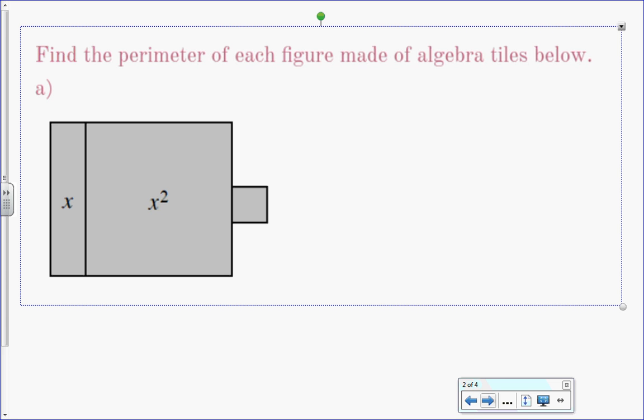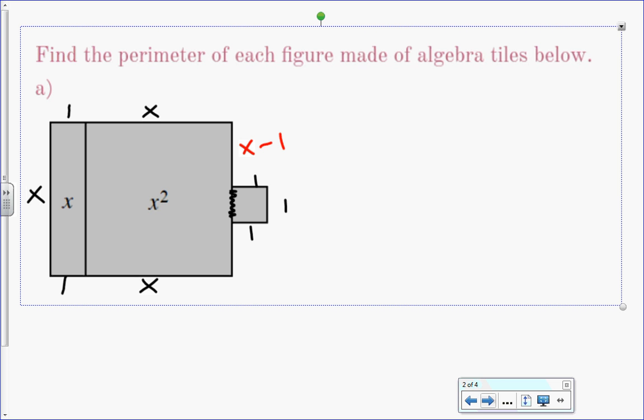For this first one, the first thing I would do would be to label all the X's. So this is an X, this is an X, and this is an X. Okay, then we're going to label all the 1s. This is a 1, 1, 1, 1, and 1. And then if you recall from the other day, this side, if this 1 unit tile wasn't there, would be X. But part of it is being covered up right here. So because of that part, we name this side X minus 1.